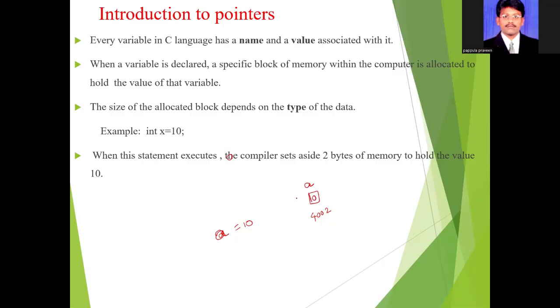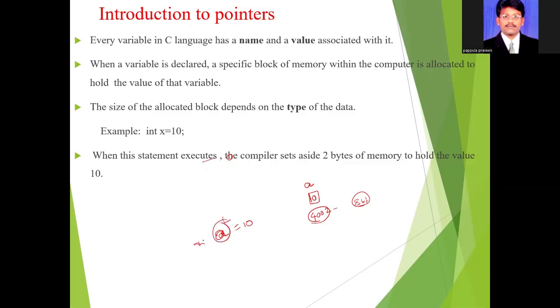When a variable is declared, a specific block of memory in the computer is allocated. This is the specific block of memory, 4002. Directly it is not 4002, since actual addresses are much longer. I will show the addresses also, don't worry. The size of the allocated block depends on the data type. Now here we declare an integer.